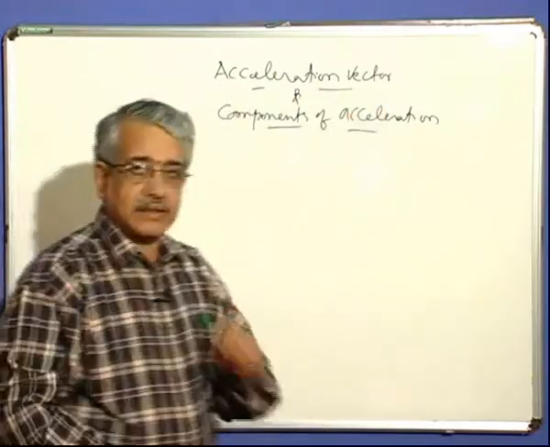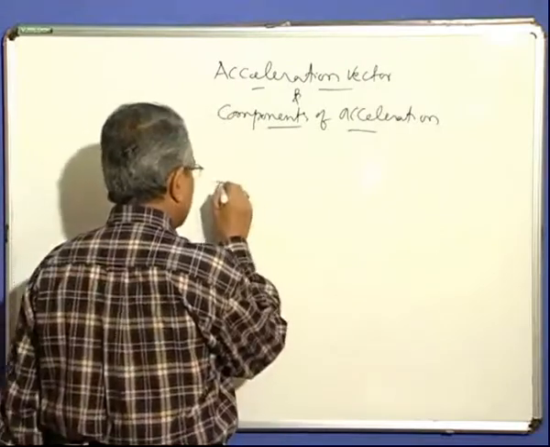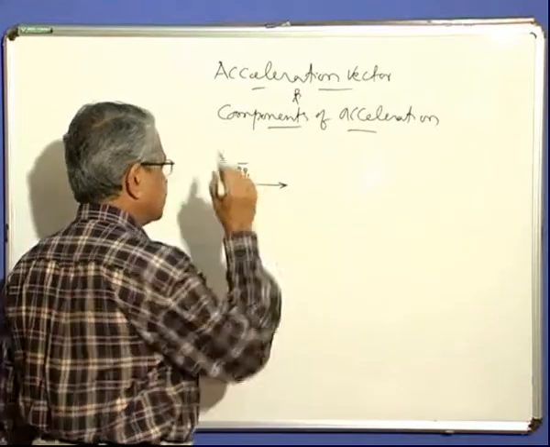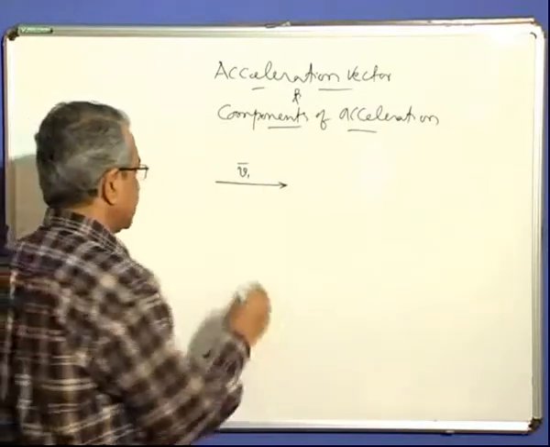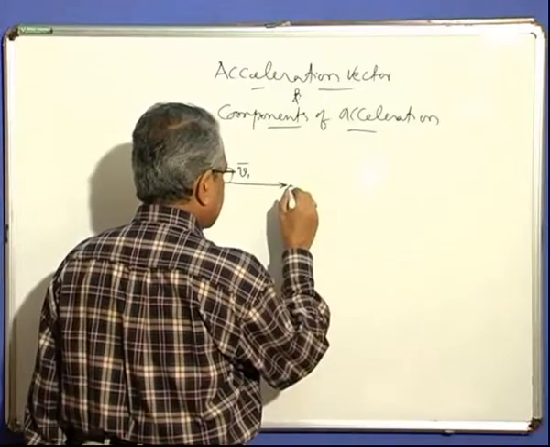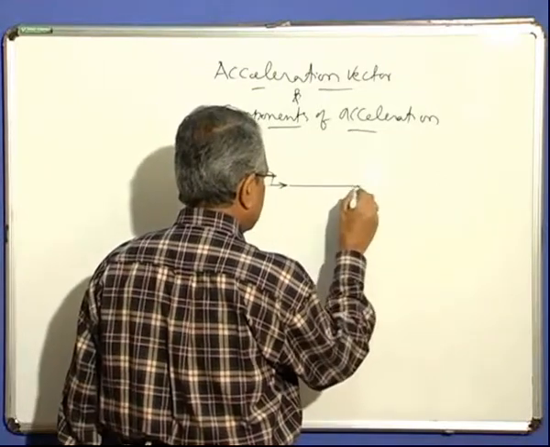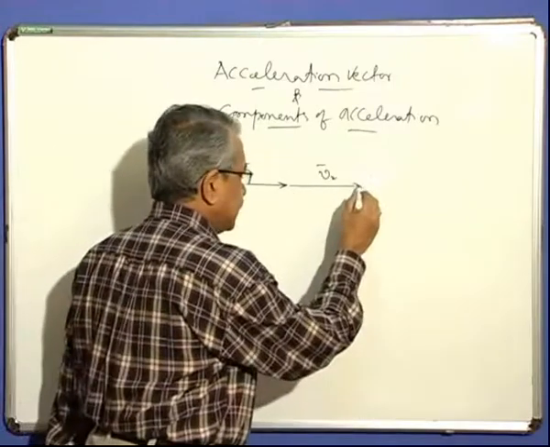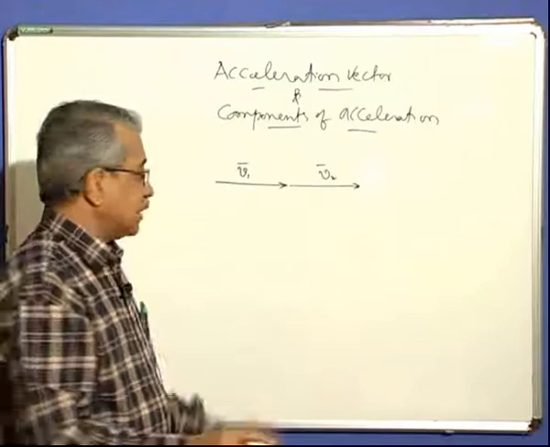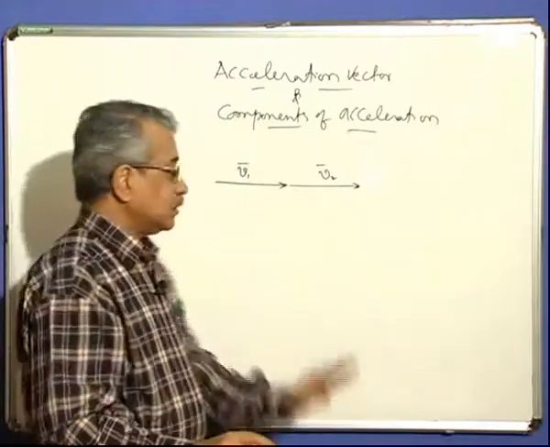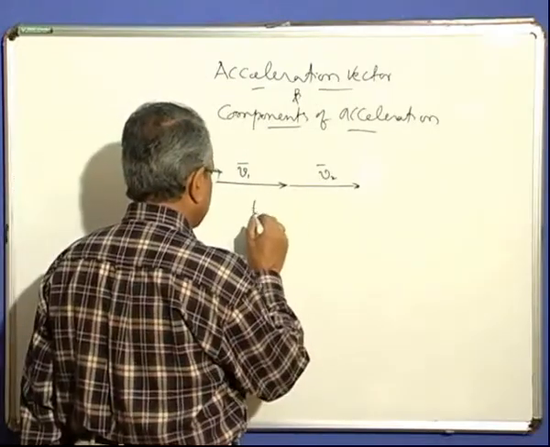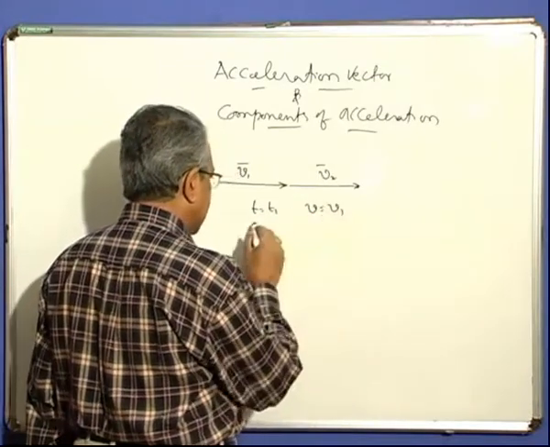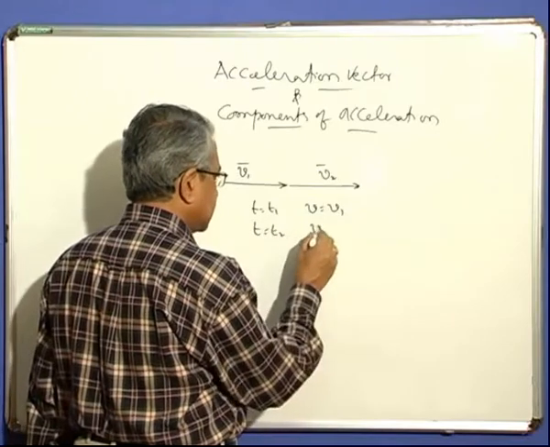We will start with a simple case when a body is traveling along a straight line. Suppose the velocity is v1 initially, then the velocity has become v2 in the same direction. That means only the speed of the body is changing, the direction is the same. So at some t equal to t1, the velocity is v1. At t equal to t2, the velocity is v2.